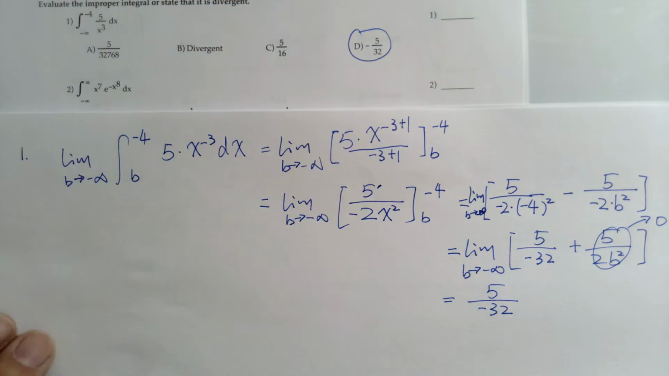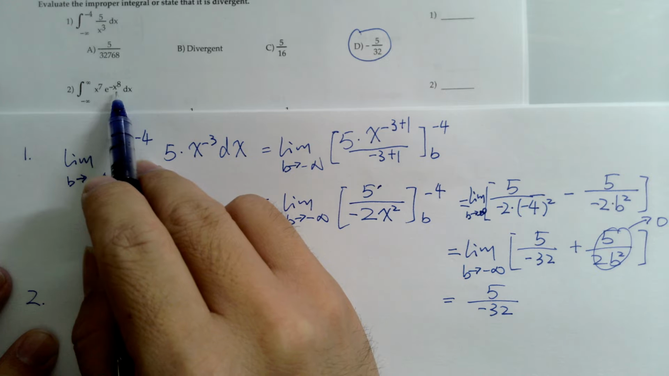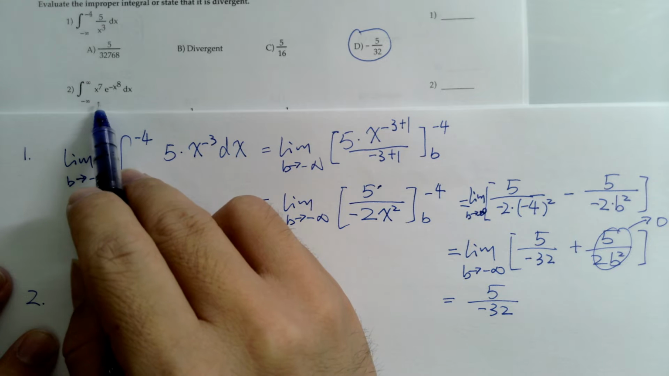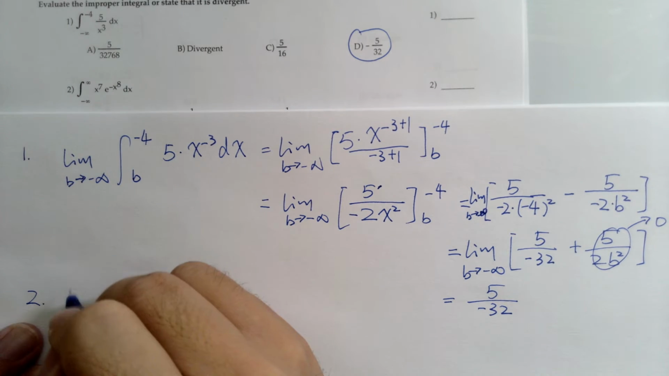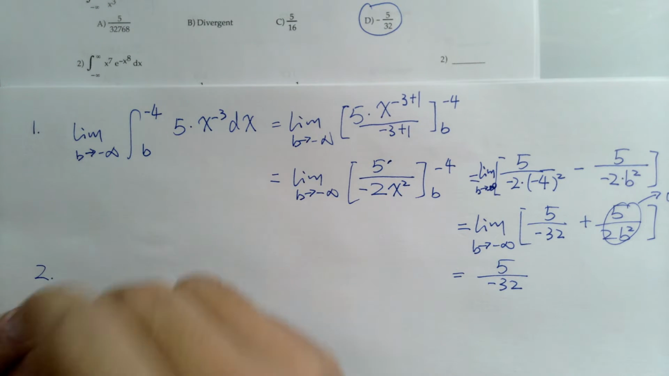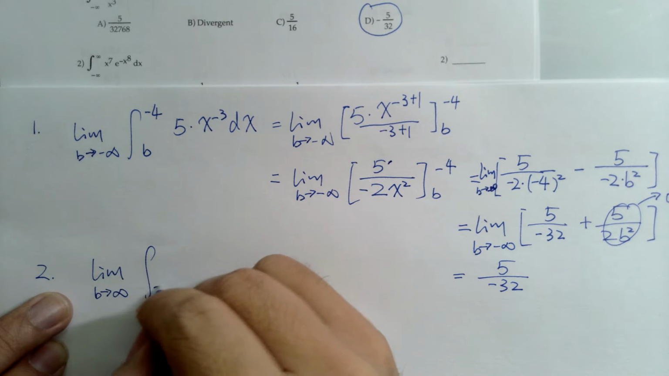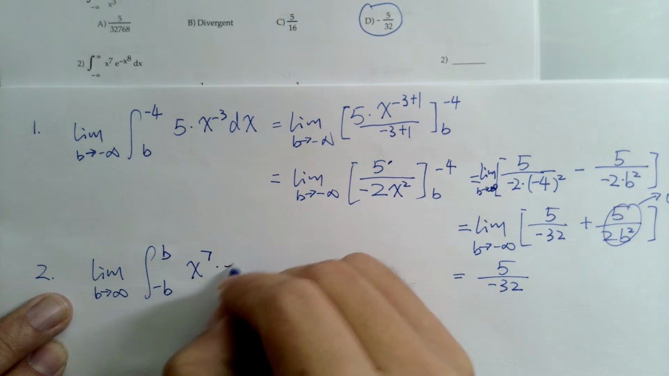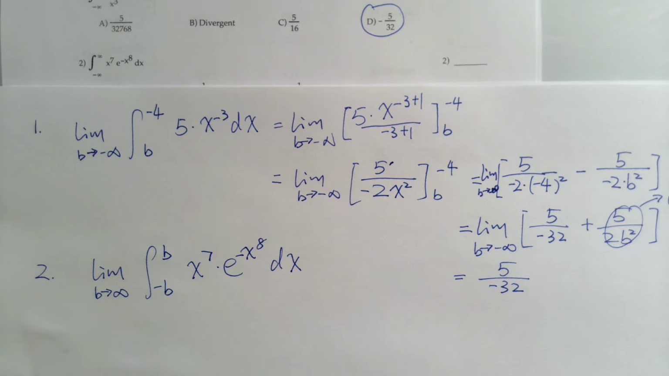Number two: x to the power 7, e to the power of negative x to the power 8, from negative infinity to positive infinity dx. Again, what we can do here is set it up this way, with x^7 dx. Okay, so that's the problem.